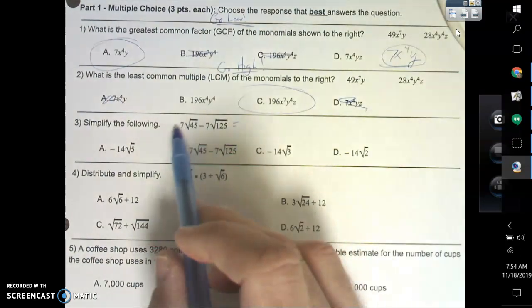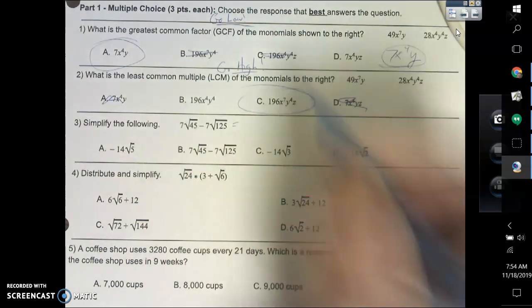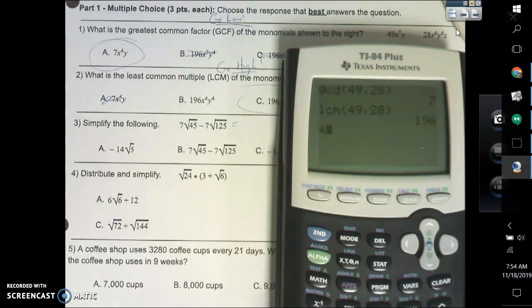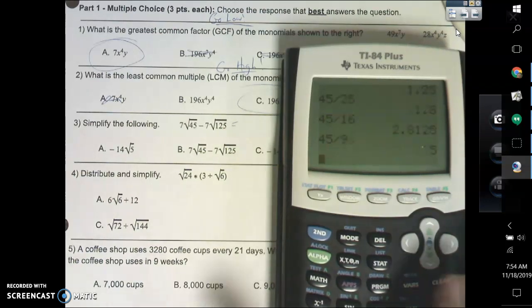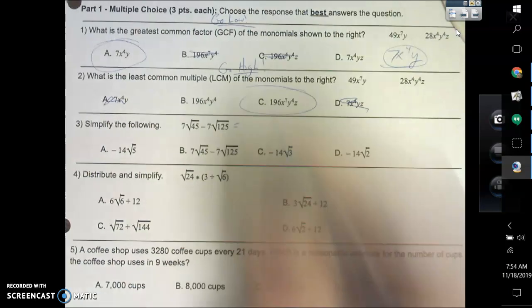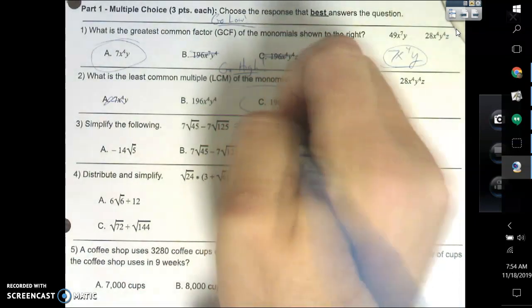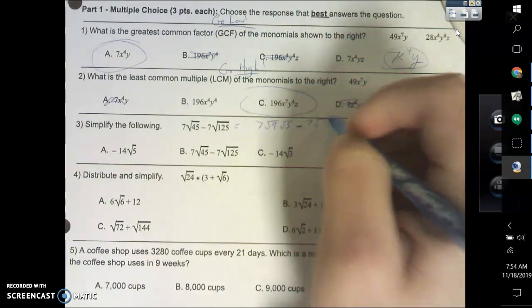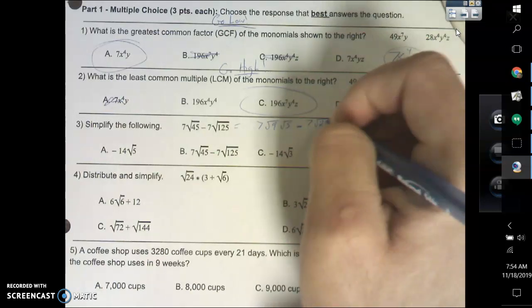Simplify the following. Anytime you have perfect square roots, you're looking at perfect squares. What perfect square can go into 45? So if I go 45 divided by 36, does not go in evenly. 45 divided by 25 does not go in evenly. 45 divided by 16 does not go in evenly. 45 divided by 9, boom. So you can just keep breaking them down that way. 7 root 9 times root 5, there's my first one, minus 7 for 125, we're going to see that 25 can go into it 5 times.